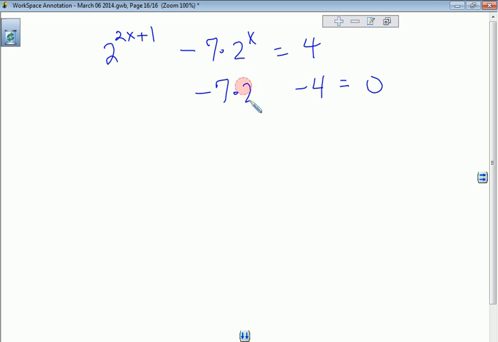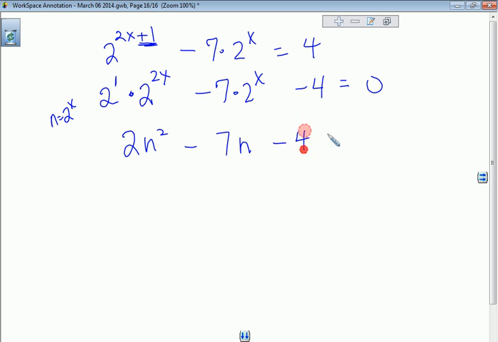Now we haven't done one that said 2 to the 2x plus 1. But this plus 1 we could write as 2 to the first times 2 to the 2x, because when we multiply like bases, we add the exponents. So if you wanted, we're going to sneak in n substitution just so you can see this clearly. We'll let n represent 2 to the x. So this becomes 2n squared minus 7n minus 4 equals 0. And we can factor that to 2n plus 1 times n minus 4.